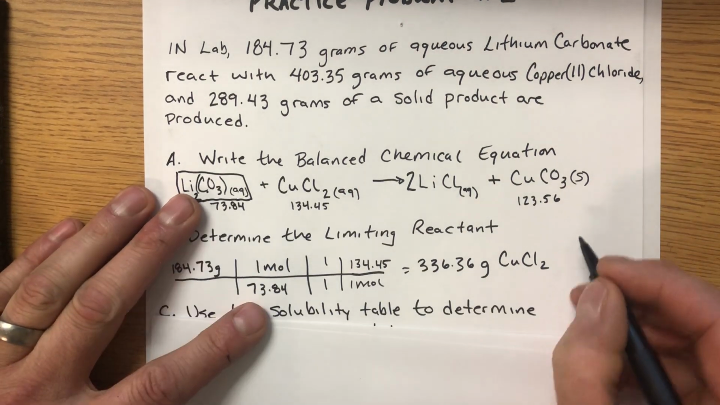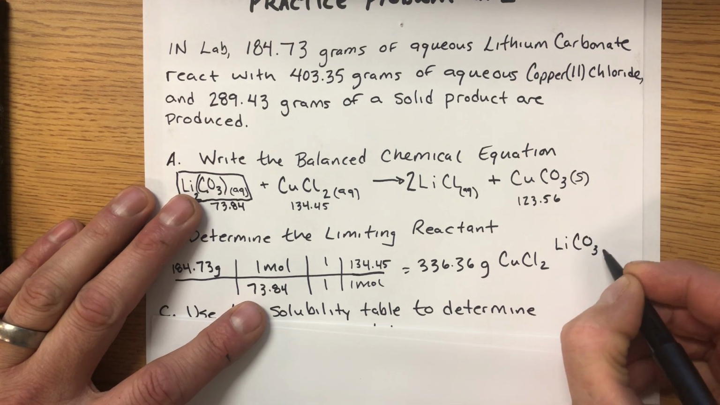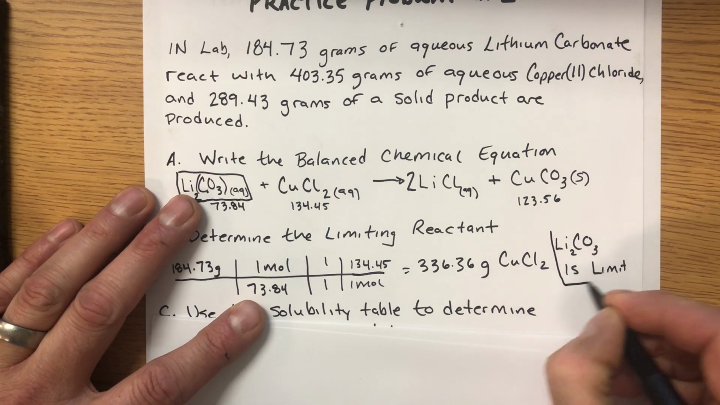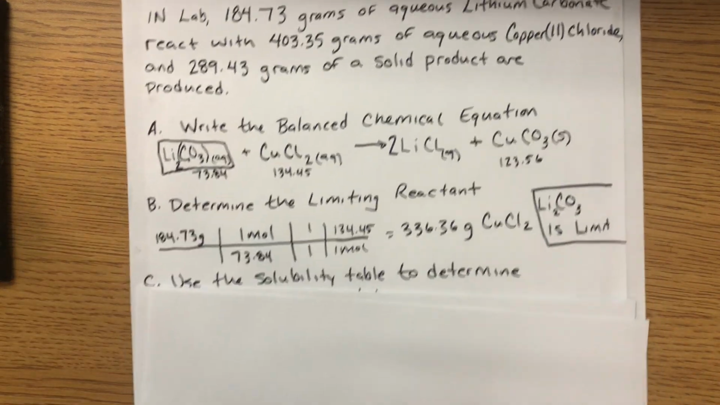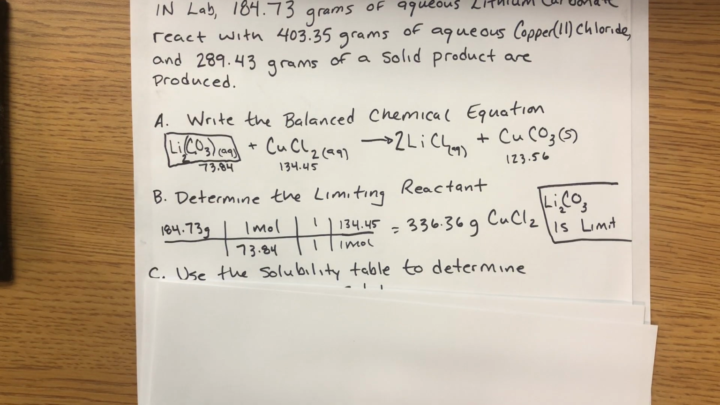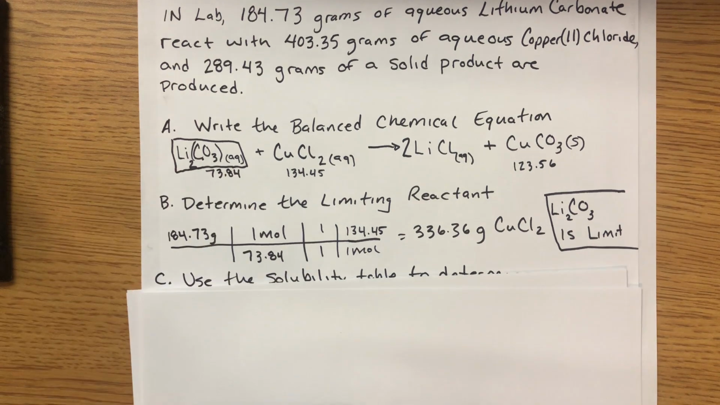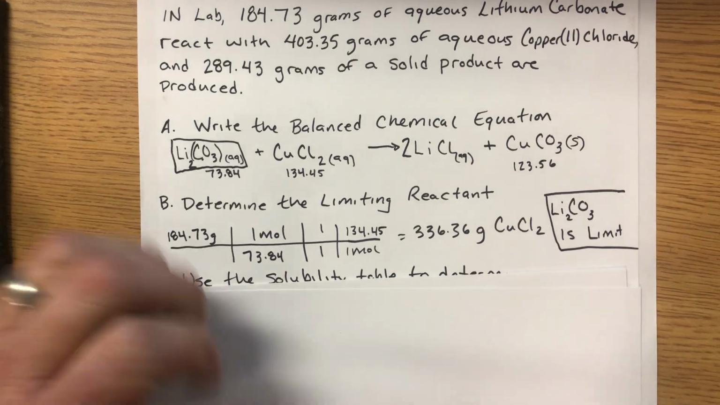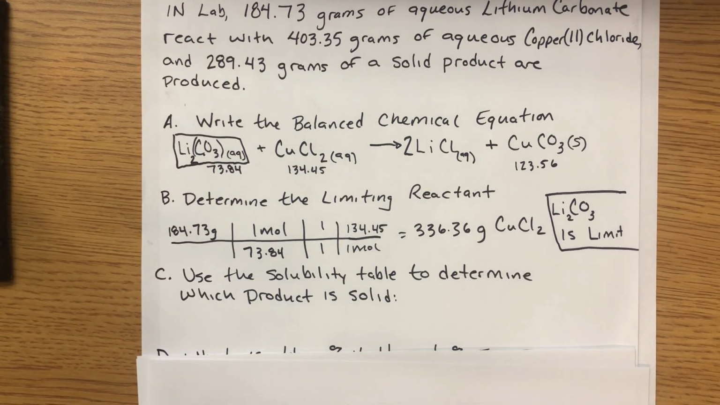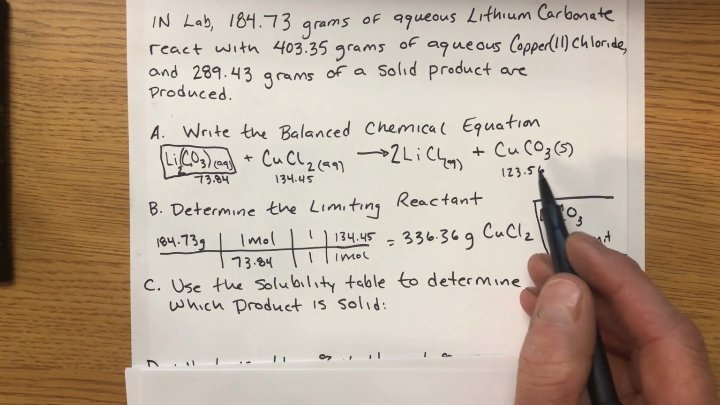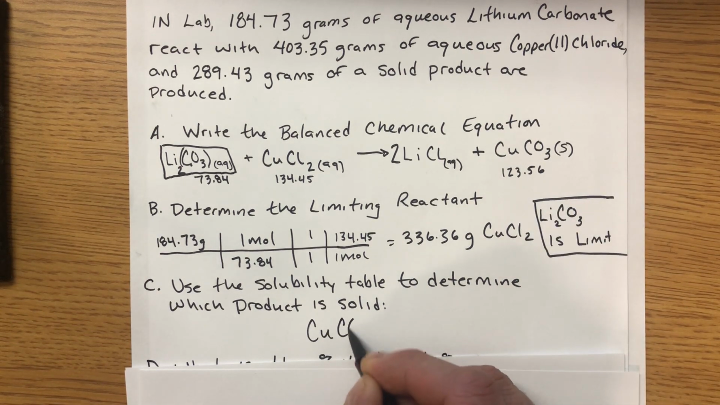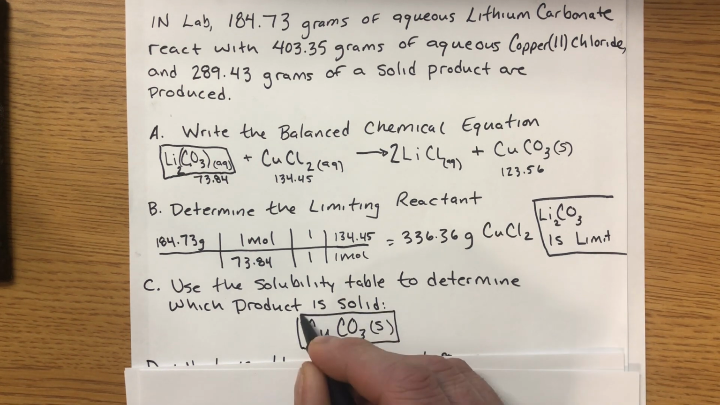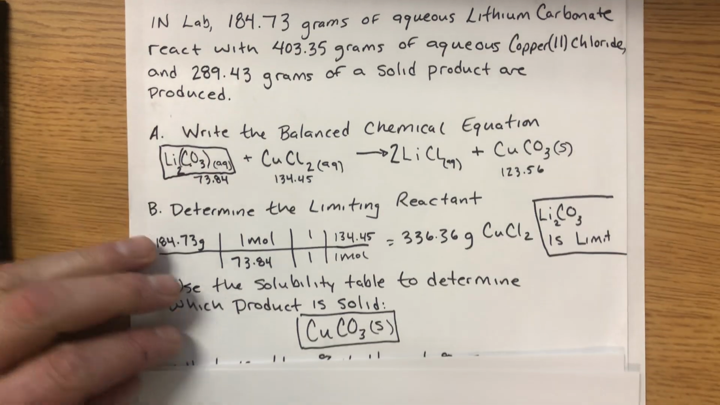Cool. Okay, so Li2CO3 is limiting. That means that when we look at the production of our product, we're going to base the production of our copper carbonate on the amount of lithium carbonate we have to work with. Okay. Use the solubility table to determine which product is solid. We actually already did that, and we determined that the copper carbonate is our solid. So maybe a little out of order in how those questions would be asked.